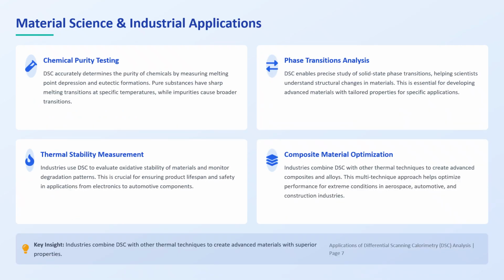In material science, DSC is often used for purity testing. Pure substances show sharp, well-defined melting transitions. Impurities broaden or shift these transitions, something DSC can detect very precisely. DSC also measures thermal and oxidative stability, helping industries predict material lifespan and degradation behavior. Phase transition analysis provides insight into solid-state structural changes that affect mechanical and functional properties.